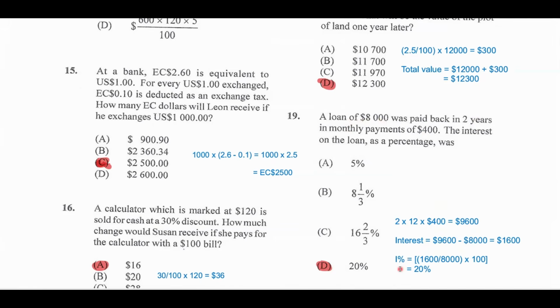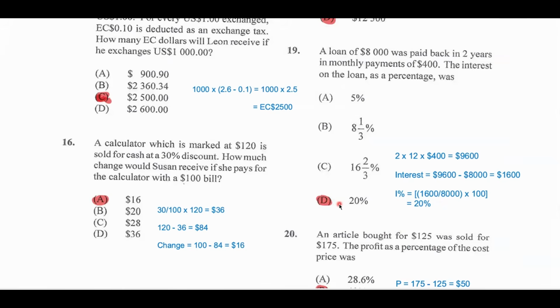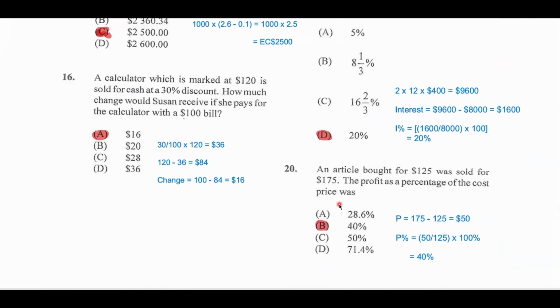To get the interest as a percent, it'll be 1,600 divided by 8,000, multiplied by 100%. And with the 8 and the 16, you could see very well how you'll get 1 over 5. 1/5 of 100 is 20%. And that is D.